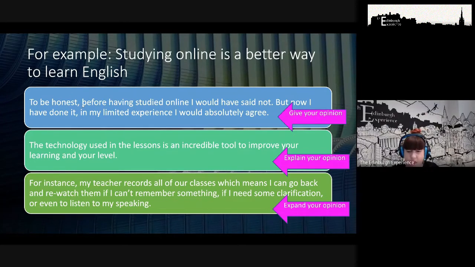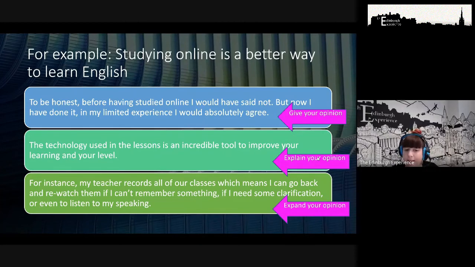So a good thing to think about if you're doing an exam is think every time you open your mouth, it should begin with some kind of functional language, right? So I'm going to begin with this here to give my opinion, to be honest. Okay, to be honest, before having studied online, I'd have said no. But now I've done it in my limited experience, I would absolutely agree. Yeah. So I've actually used 3 pieces of lovely functional language in that answer.